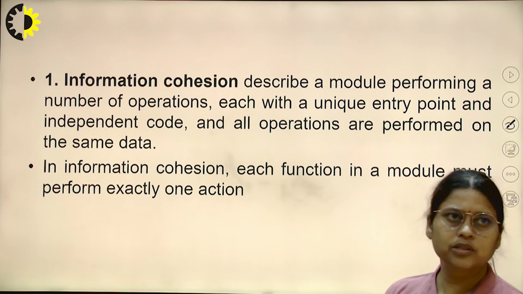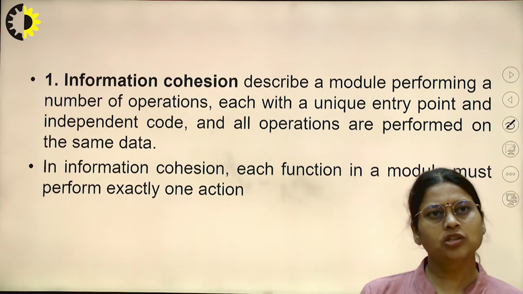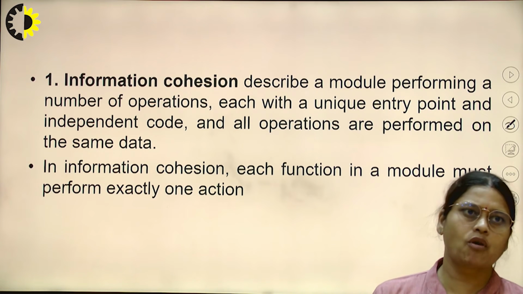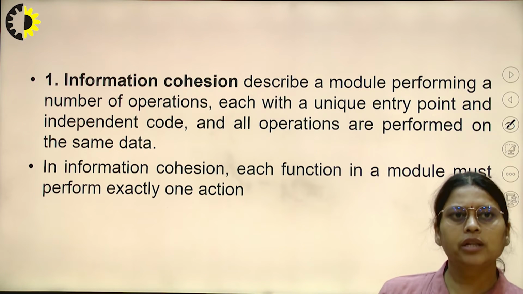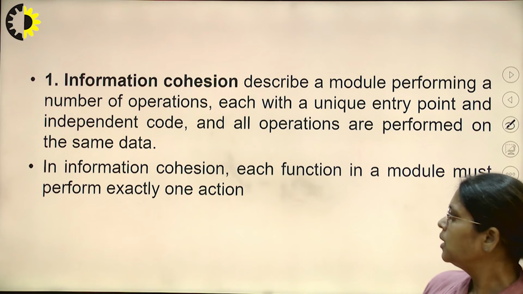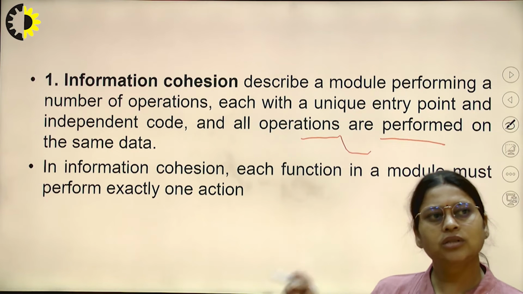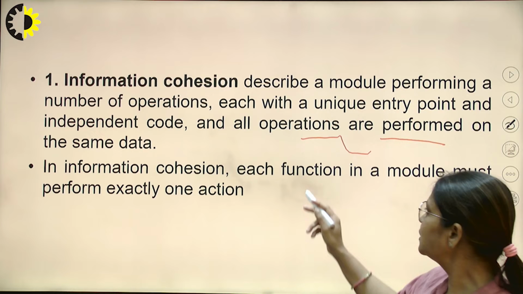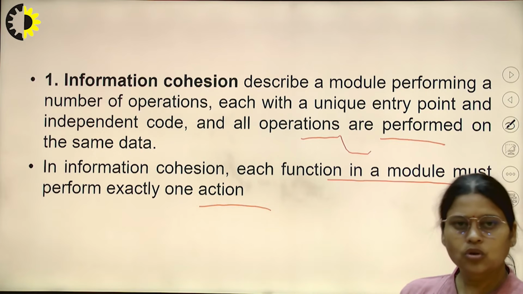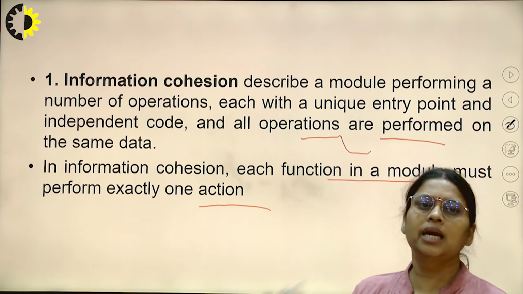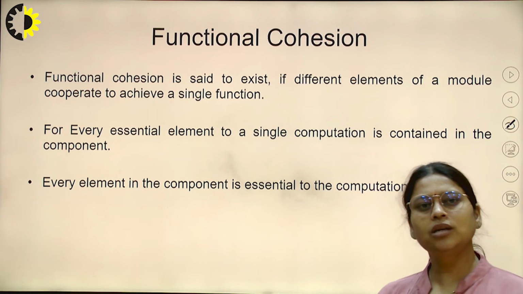These are the examples of cohesion. First is informational cohesion. In informational cohesion, a module performs a number of operations, each with a unique entry point and independent code, and all the operations are performed on the same data. It means each function in a module must perform exactly one action. So there is no need to write the same function again and again, because we use the same function. This is informational cohesion.